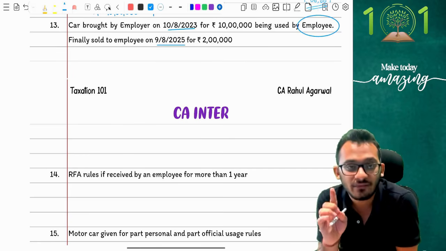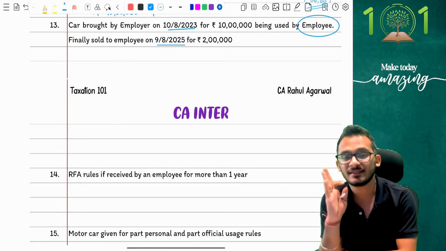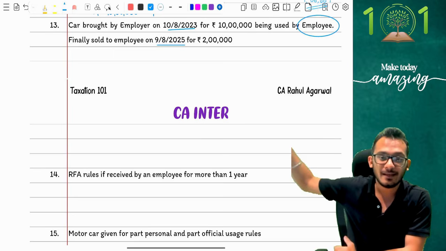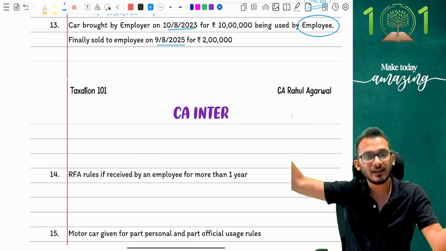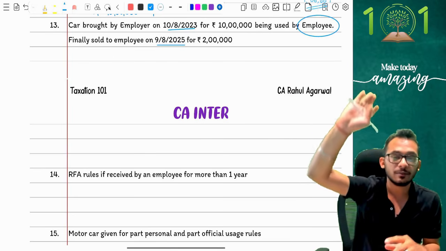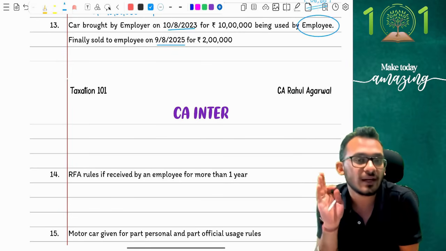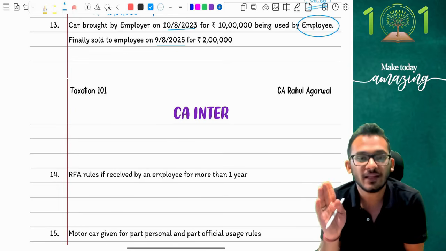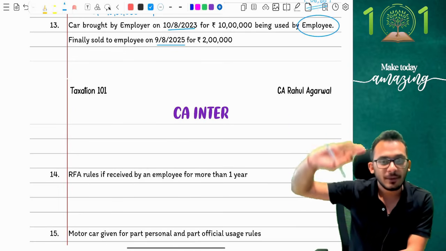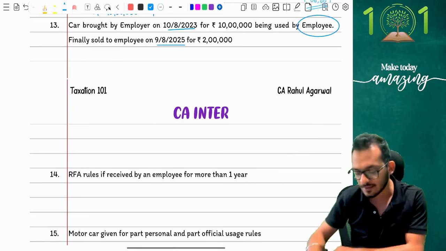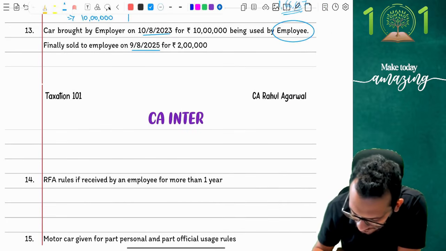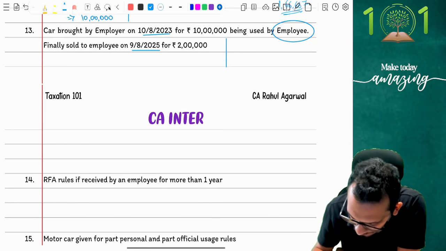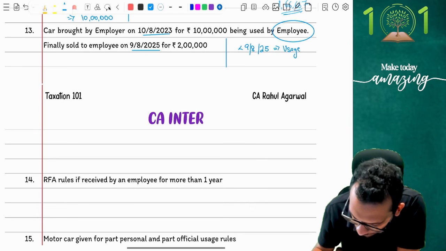Here is the mistake. Very silently, ICAI plays the smartest adjustment, where students are focusing on the sale part. Students have realized that the employee has been given the asset on 9th August, so let's do the sale computation. What they have not realized is that before 9th August also, the asset was with the employee, which means the employee was using it before 9th August also. And therefore, before 9th August, there is already a usage perk. Two things are happening in this question. One, that before 9th August 25, there is actually a usage perk.